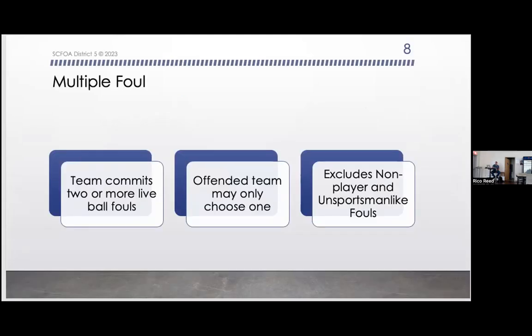Multiple fouls. A team commits two or more live ball fouls. The offended team may only choose one, excluding non-player and unsportsmanlike. Those are unique because they are enforced from the seating spot, so you can add them on if you want to. But if a team commits a hold and a block in the back on the same down, they only get one. You can only choose one of them.